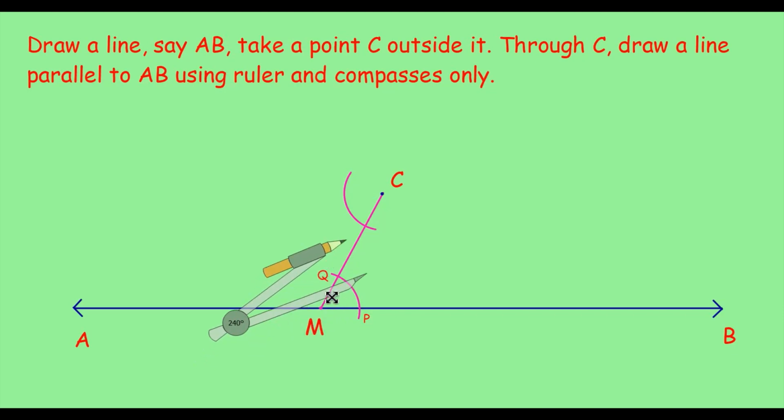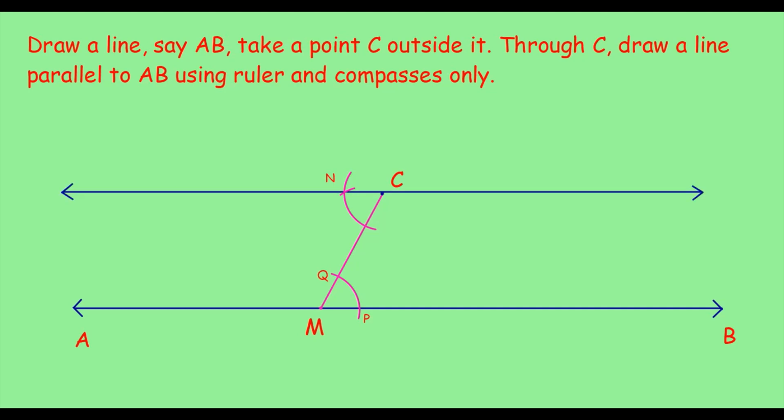Now with the same radius, this intersecting point as center, just cut the arc. Let the arc cut at N. Now join CN, you will get a line parallel to AB. So this is the required line parallel to AB.